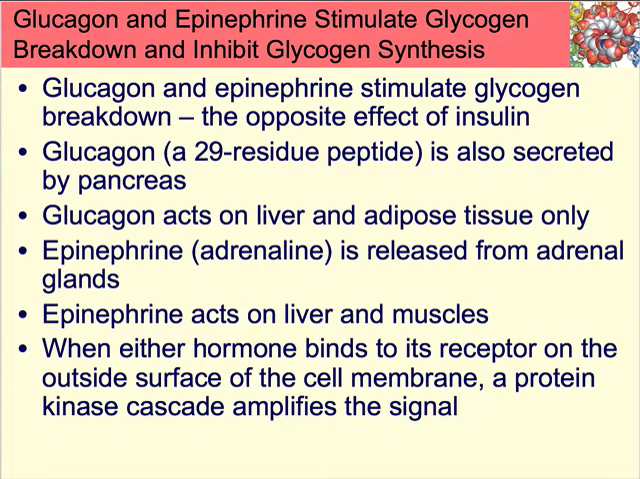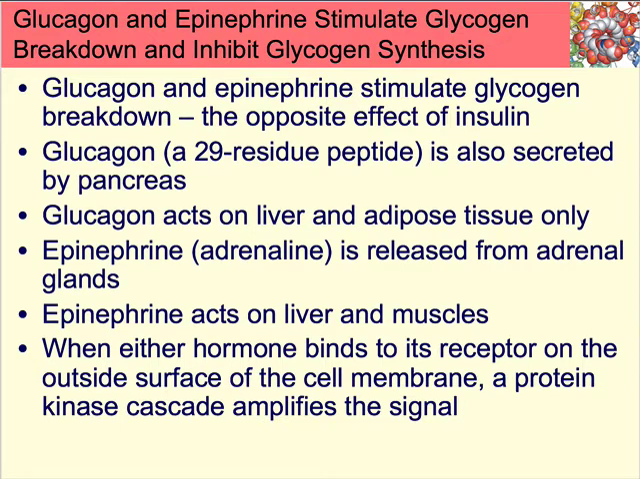Glucagon and epinephrine stimulate glycogen breakdown and inhibit glycogen synthesis. Glucagon and epinephrine stimulate glycogen breakdown, and that's the opposite effect of insulin. Glucagon is a 29 residue peptide, and it's also secreted by the pancreas. It acts on liver and adipose tissues only. Epinephrine, also known as adrenaline, is released from adrenal glands and acts on your liver and muscles.